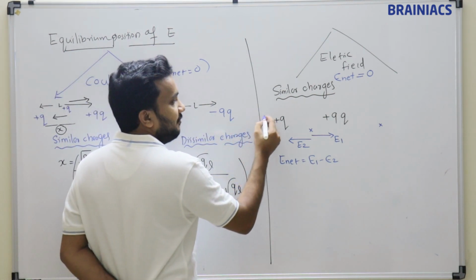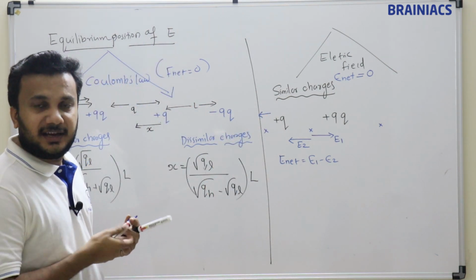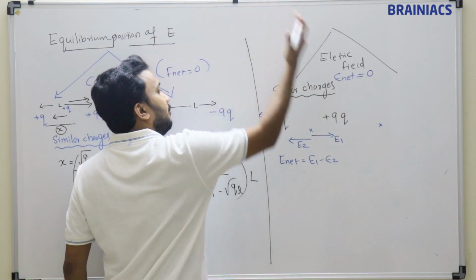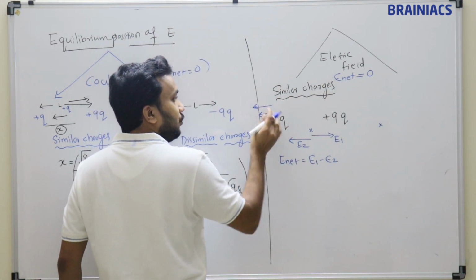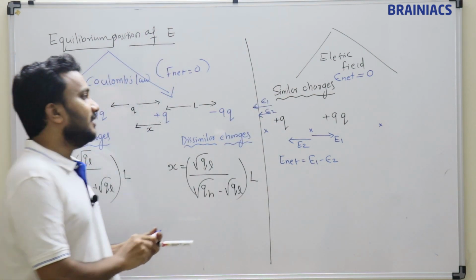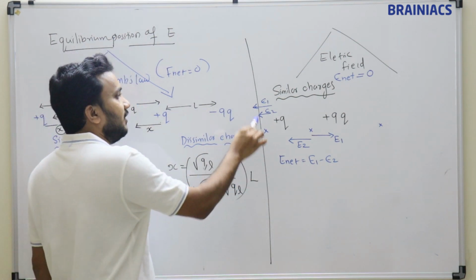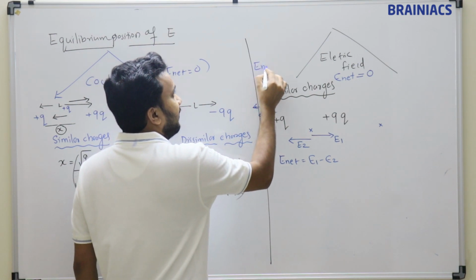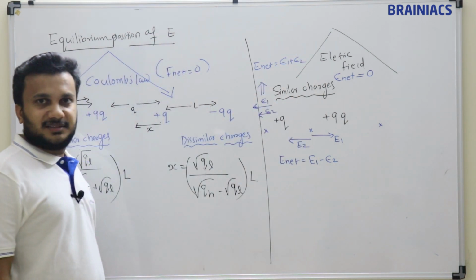Now suppose you are taking the left side, plus q will create an electric field. Which side? Towards left. Okay, plus 9q will also create an electric field. Electric fields are always away, going top, going left, going right, going bottom. So this is also going left. So two electric fields will be here, E1 and E2. So are there any chances of electric field being equal to 0? No chances, because if you are finding the electric field intensity at this point, then E net will be equal to E1 plus E2, always the sum.